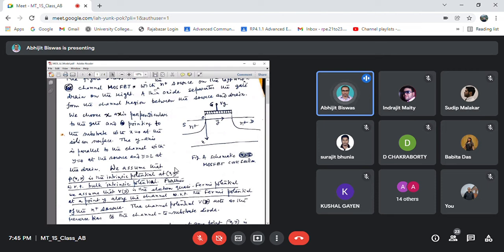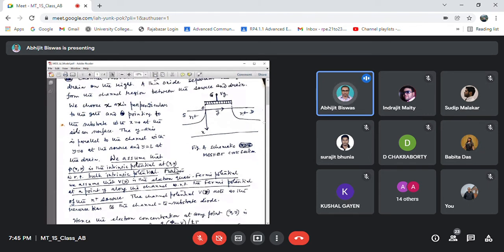It is not written in these notes. You can write it down. So Vy, we can approximate, Vy is equal to y by L into VDS. So when y equal to 0, Vy equal to 0. When y equal to L, Vy equal to VDS, or the drain potential.